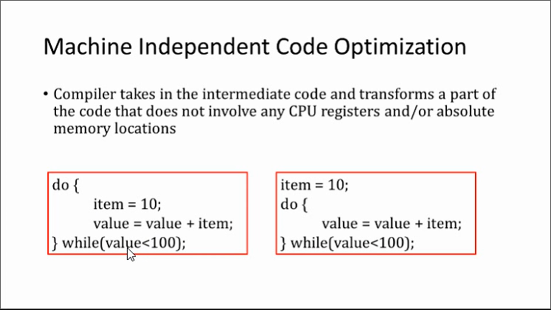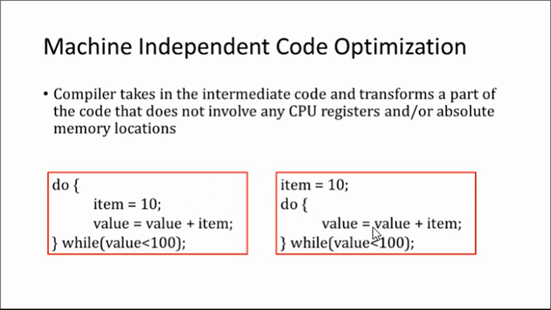If we assume that the value is assigned 0, these two statements are going to be executed 100 times. If you count the frequency, item = 10 is going to be executed 100 times and value = value + item is also executed 100 times. But if you observe, item = 10 is always a constant and does not impact the while looping statement. So is it possible to keep it outside this do while statement? Of course it is. We optimize the code in such a way that instead of item = 10 being executed 100 times, it is executed only once.